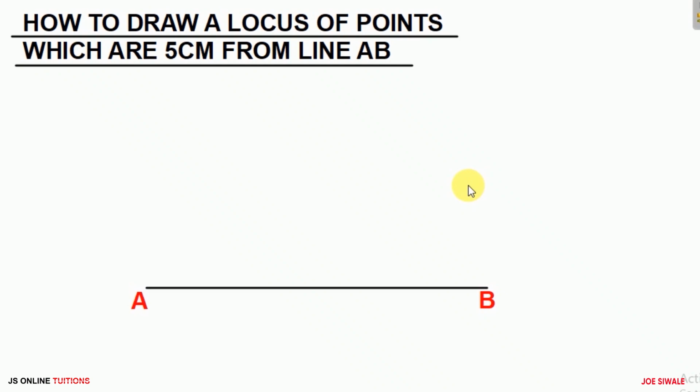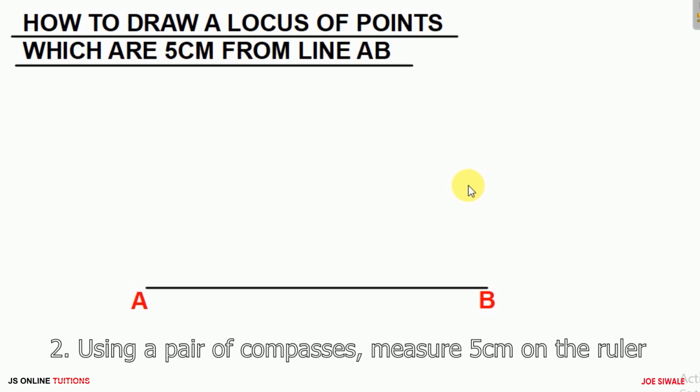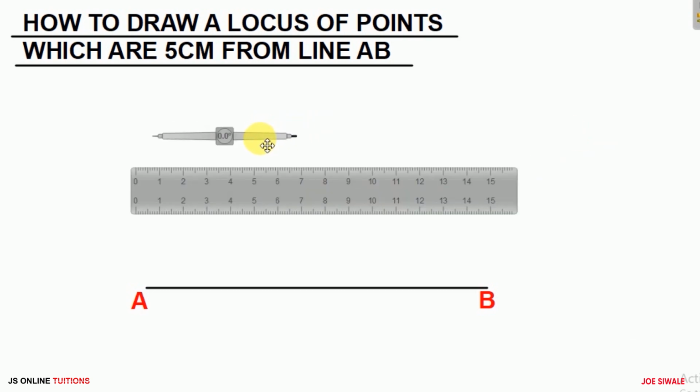Let us now look at how to construct a locus of points which are 5 centimeters from line AB. So our first step is to construct line AB, and we have already done that. Then our second step, using a pair of compasses, measure 5 centimeters on the ruler. So we're going to get our compass and we're going to start at 0 there, and we're going to measure 5 centimeters. So we have our 5 centimeters there.